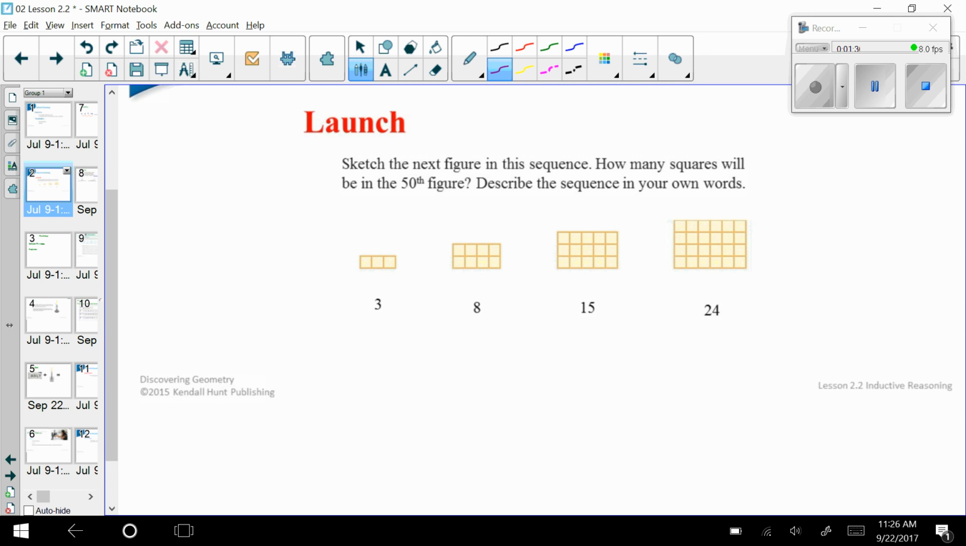So in this first figure, we see 3 blocks. That's 1 up by 3 blocks to the right. In the next one, we see dimensions 2 up and 4 over. In the third one, we see 15 blocks. That's 3 blocks high, and 5 blocks to the right. And then in the 4th figure, we see 4 blocks up and 6 blocks wide.